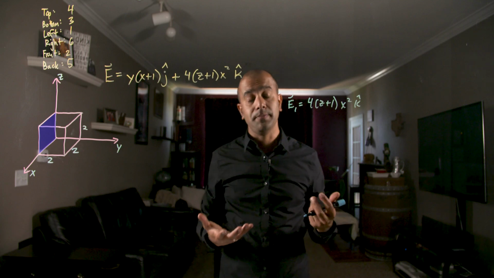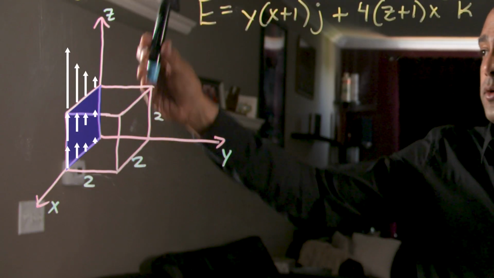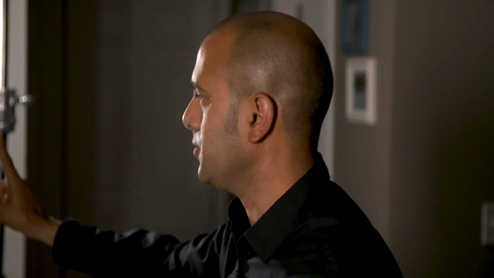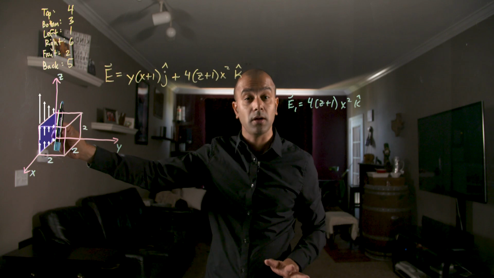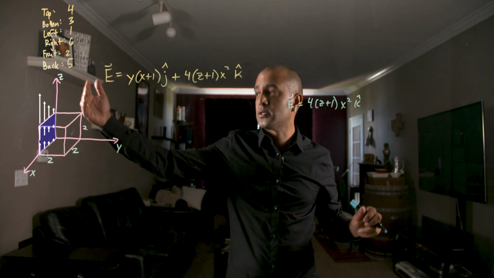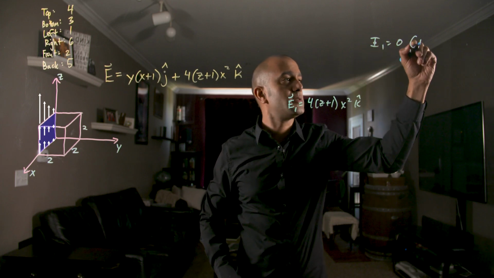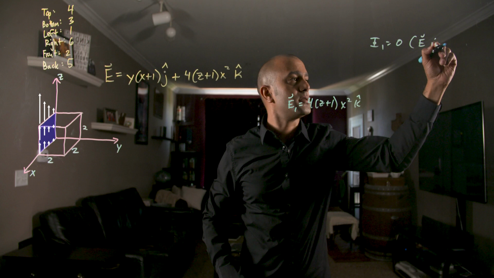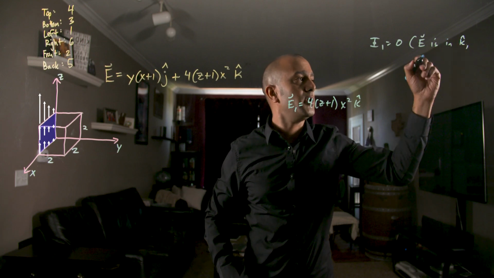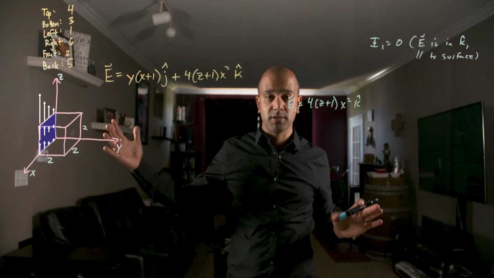But what I can determine is that the electric field everywhere on that surface points only in the k direction, which is only upward. If the field always just goes upward, it's always going to be parallel to that face. If the field and the surface are parallel, there's no flux. None of the field actually goes through the surface. So we can determine that the flux on surface 1 is 0, and the reason is that the electric field is in the k direction, which is parallel to the surface. No calculation, we determine that the flux is 0.